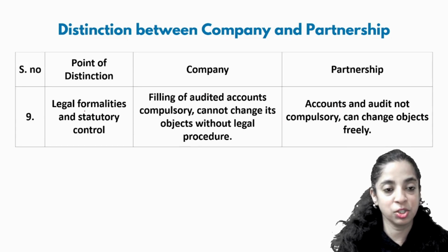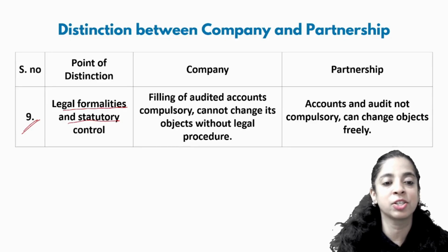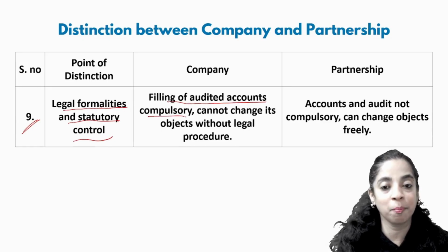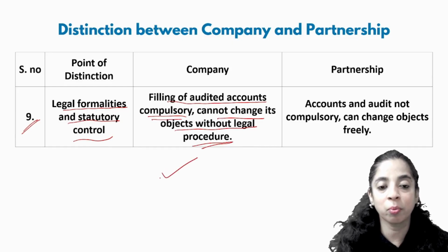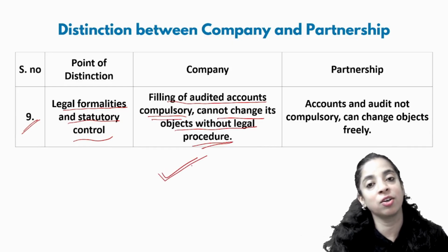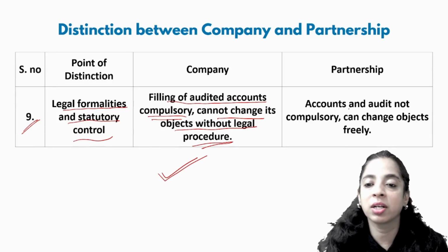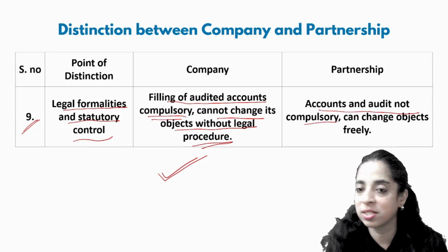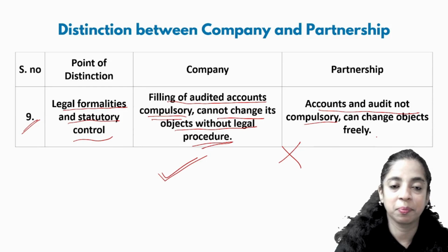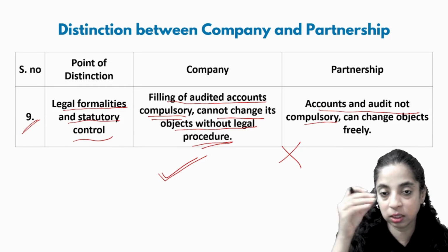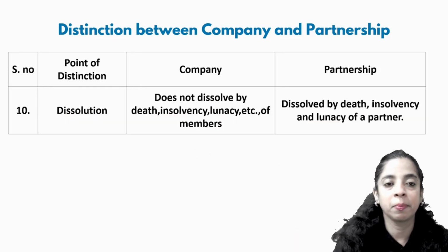Point of distinction, ninth point is legal formalities and statutory control. Filing of the audited accounts is compulsory, and a company cannot change its object without legal procedure. So there has to be legal formalities and there is a statutory control by government. Whereas in partnership, accounts and audit are not compulsory, and you can change the objects freely.